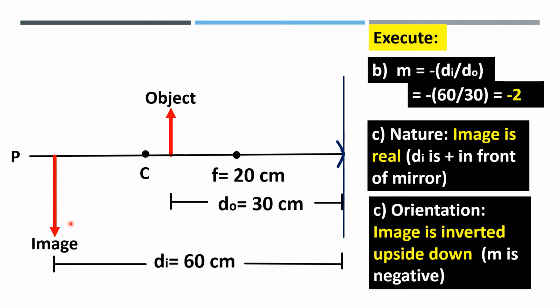So, in describing the orientation of the image formed, we always base it on what we have for the object. So relatively speaking, the image is inverted upside down because our original real object is pointing upward. It's a real object, but the image is a real image as well, but it is inverted upside down. And that is because our computed m is negative.